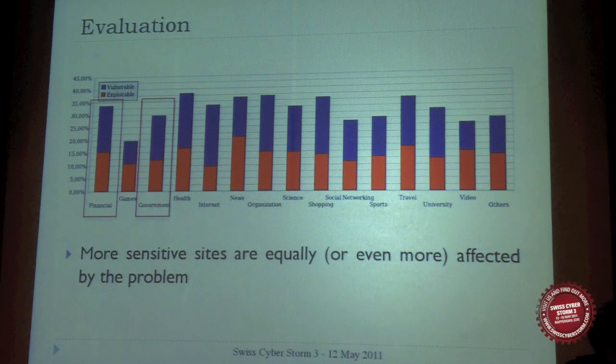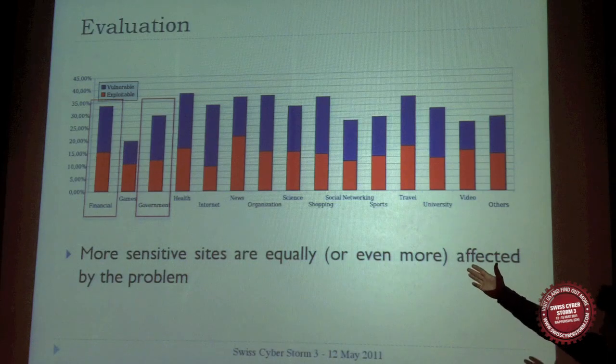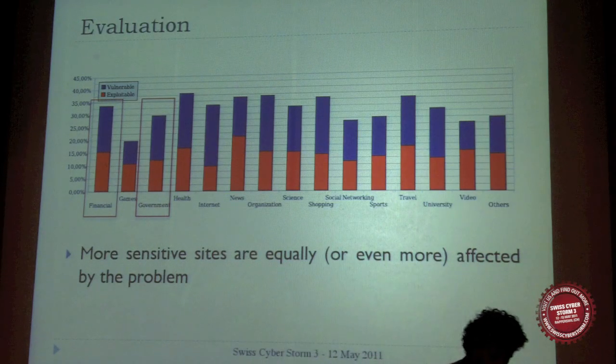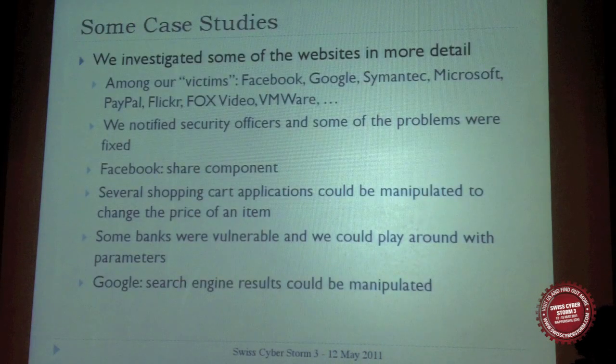What's interesting is, first, the number: in any case, the average number is pretty high. The second is that the sites that should be more sensitive about the problem, like the financial ones, that are banks, or government ones, like NASA.gov, are actually equally or even more affected by the problem, as you can see here, compared to the games category. So it's pretty scary. We detected vulnerabilities in famous sites, such as Facebook, Google, Symantec, Microsoft, PayPal, Flickr, Fox Video, VMware. In all the cases, I personally notified the security officer of these sites, and often the problems were fixed.